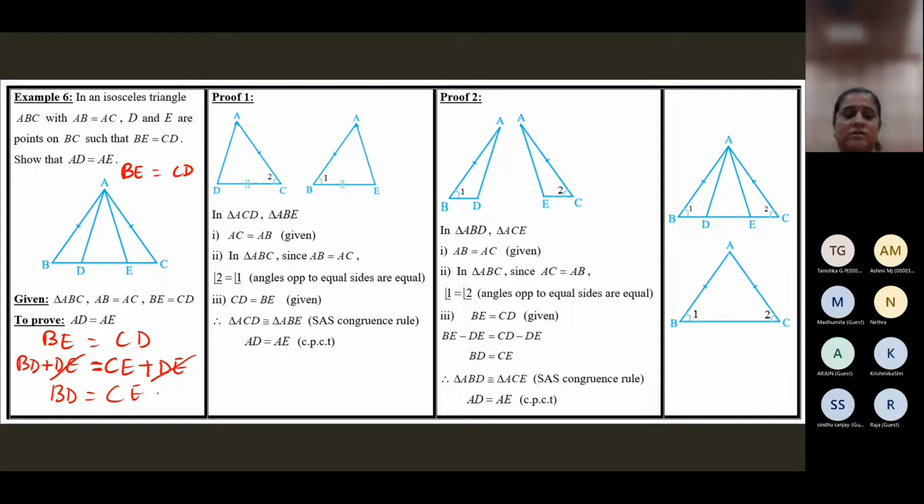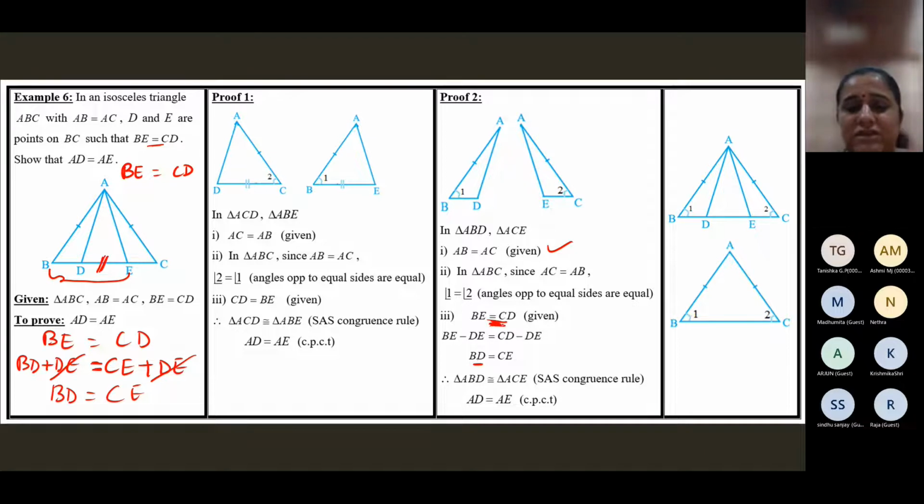Like this you can get BD is equal to CE. I think you can follow this. And for those who can follow this, that is also fine. So we have BE is equal to CD. I'm subtracting DE from both the sides. BE is made up of BD and DE. If you subtract DE, you'll be left with BD. That's what I've written here.